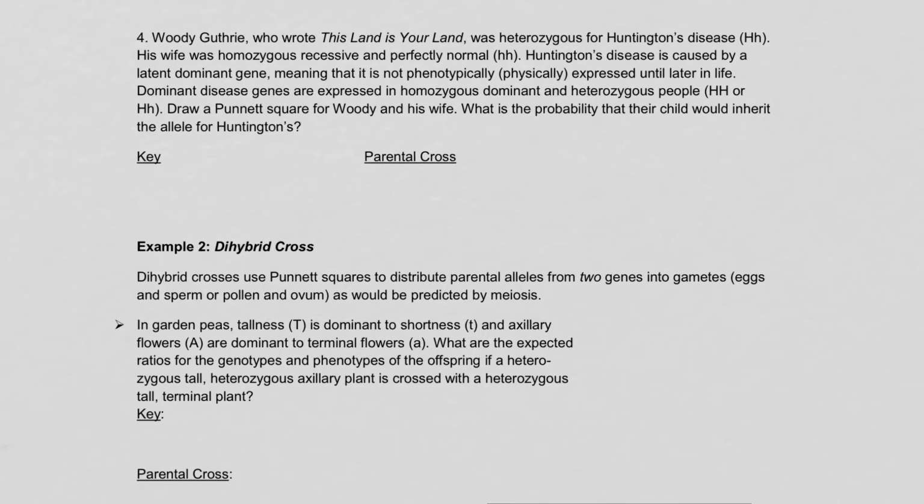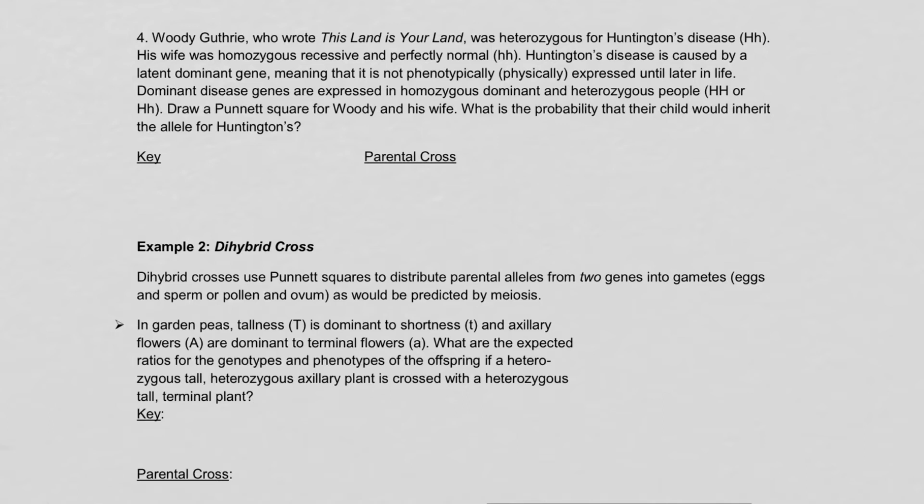We've got one more example of monohybrid, and in this case, looking at Huntington's disease, which is caused by a latent dominant gene. Latent means it doesn't show up till adulthood. So this can be kind of tough because people don't know they have it until after they have had children in a lot of cases. So with dominant genes, since there is technically no carrier, usually it's not as likely to be passed on.